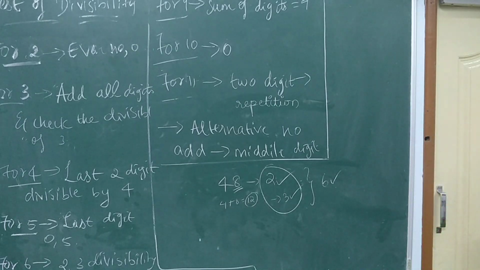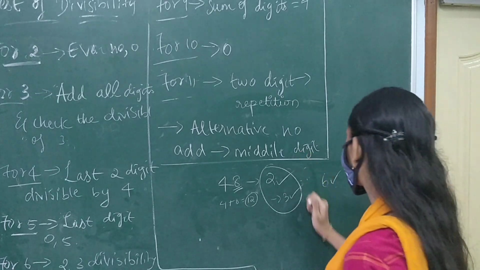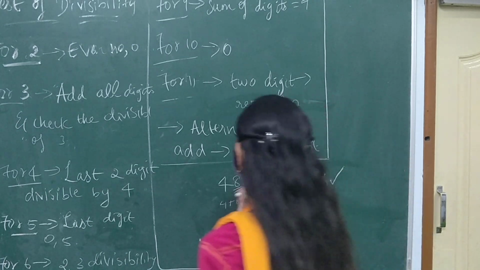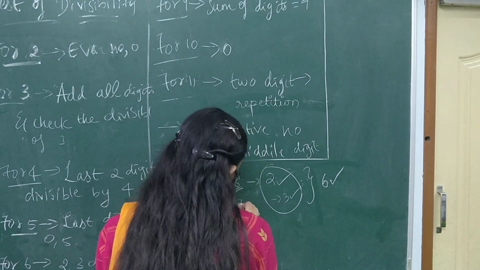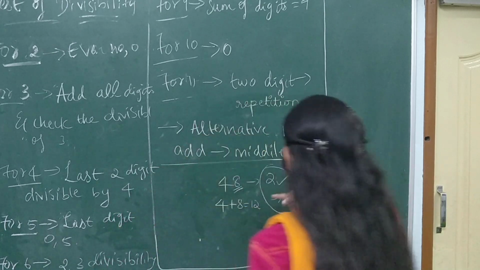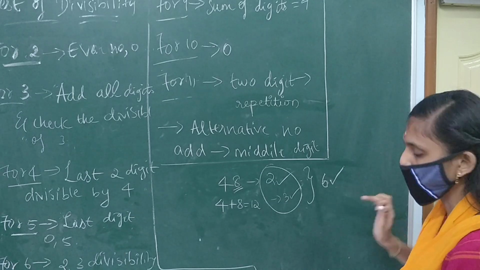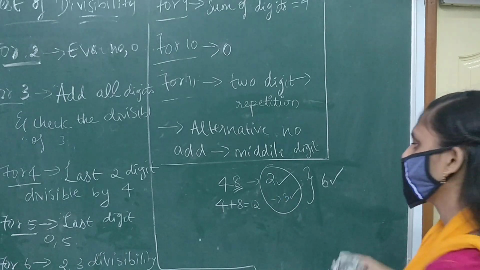Now write boldly so that the audience can watch it clearly. Yes, sir. Put 4 plus 8 is equal to 12. So 48 is divisible by both 2 and 3, so it is also divisible by 6. So this is the test of divisibility for 6.